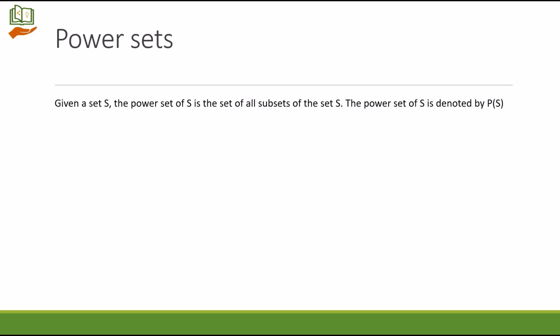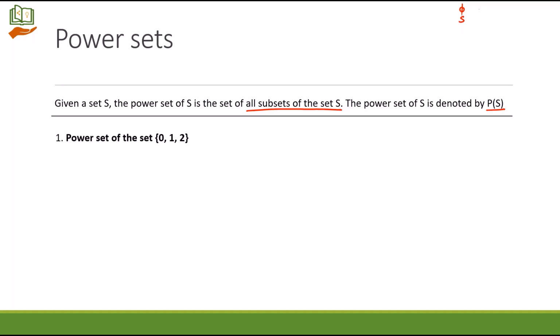Next, we will get into the power sets concept. What is a power set? Given a set S, the power set is the set of all subsets of the set. The power set is denoted by P of S. What are the possibilities of subset? You have to basically include the empty set as well as the complete set should also be included in the subset part. So let's take an example.